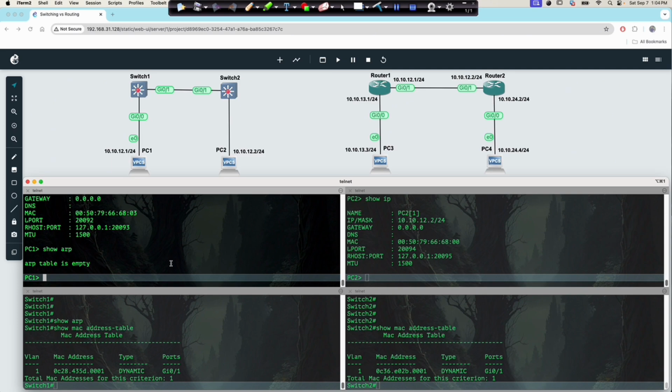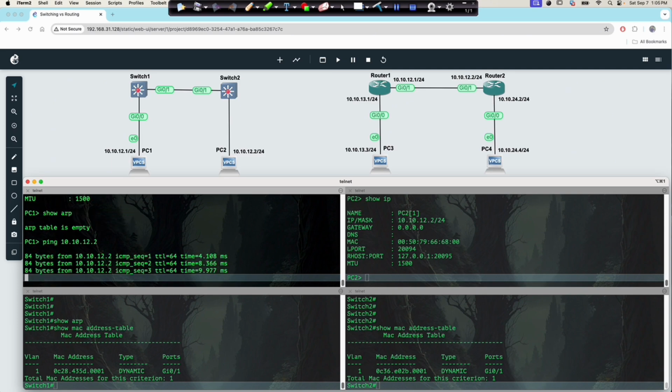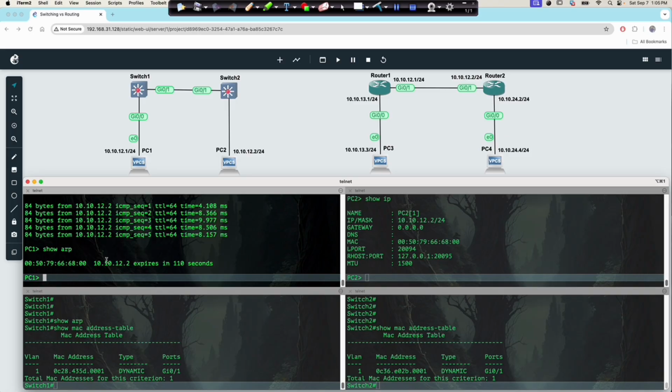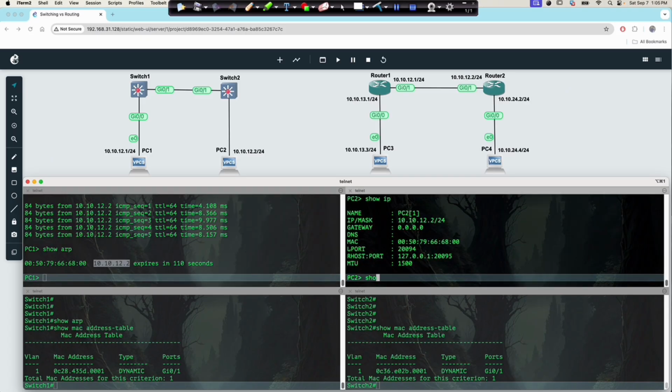Now let's try to ping PC2 from PC1. Ping 10.10.12.2. We can see now a ping response from PC2. Now let's see PC1's ARP table. Now it's showing one ARP entry, which is the MAC address for PC2. Now let's see the ARP table for PC2. It's showing a MAC entry for the IP address of PC1.